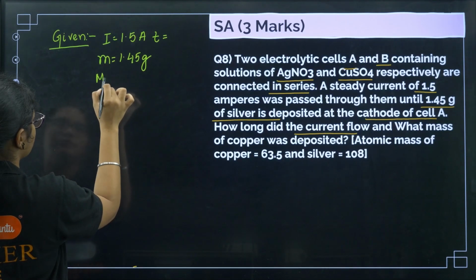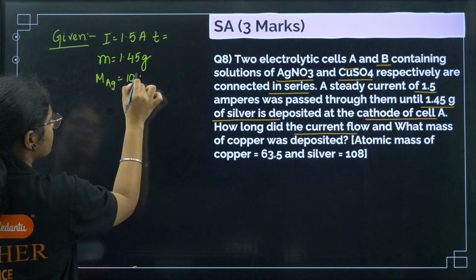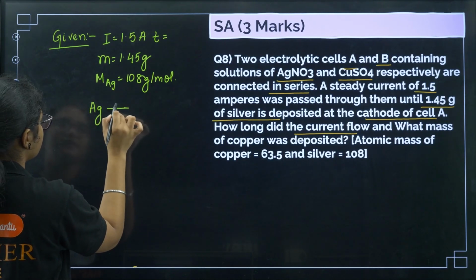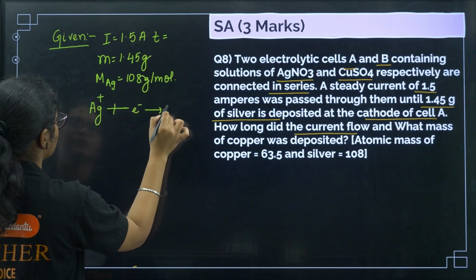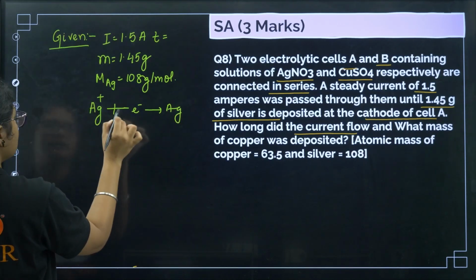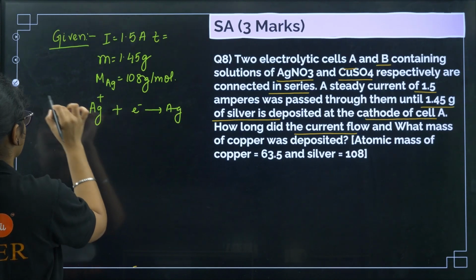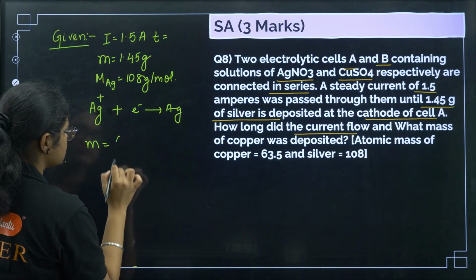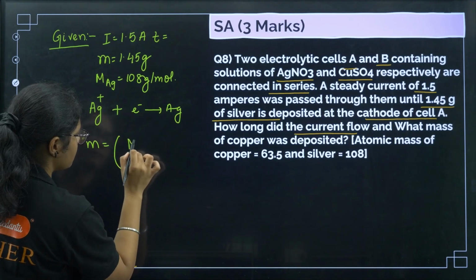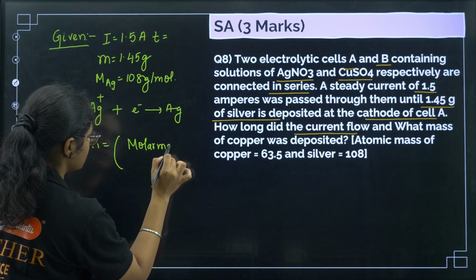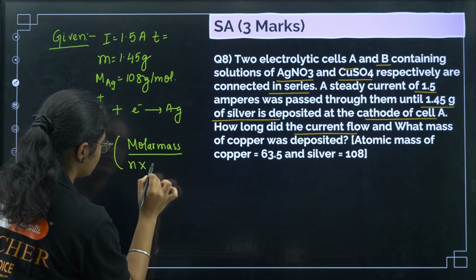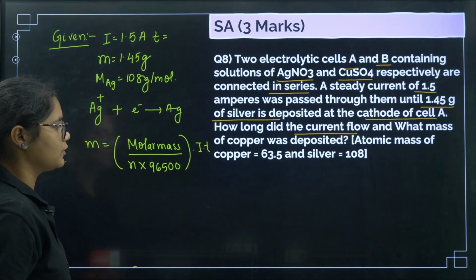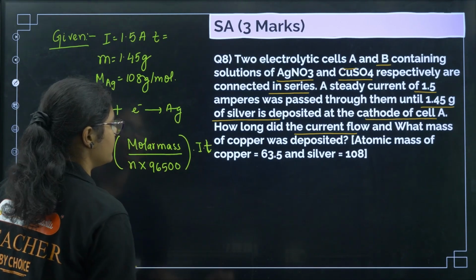Now let us apply the formula. The molar mass of silver is also given to you. M of silver is 108 gram per mole. And how does silver get deposited? Ag+ plus 1 electron gives you Ag, right? So what is the n factor here? The n factor is 1, right? Now let us calculate. m is equal to Z into I into t. So the Z formula is what? Molar mass divided by n into 96500, into I into t. Okay, done this one.